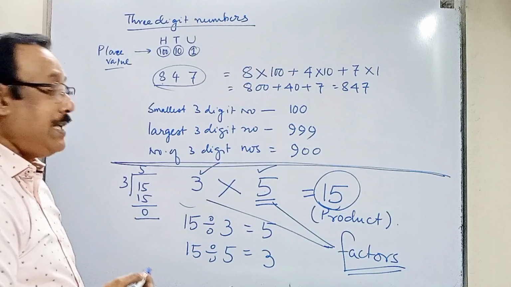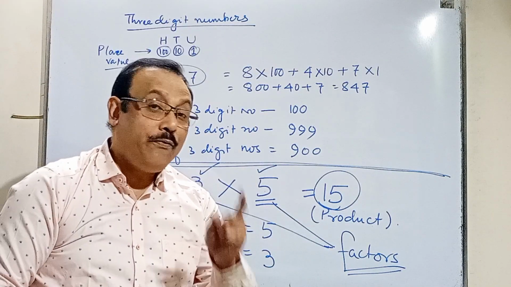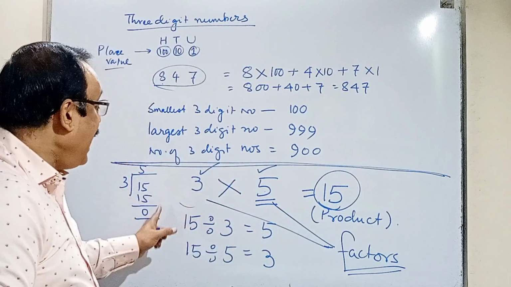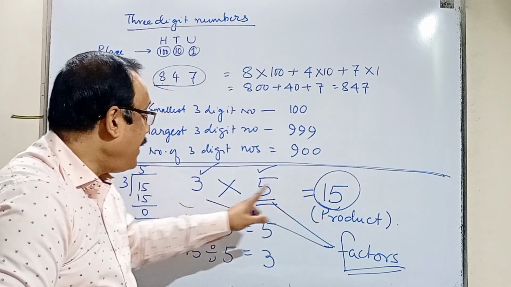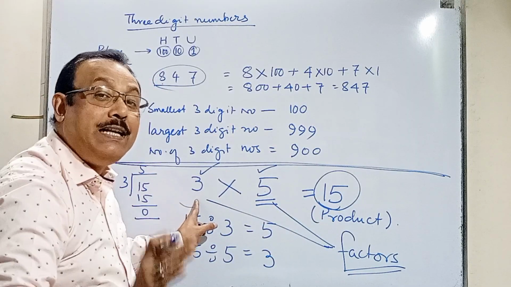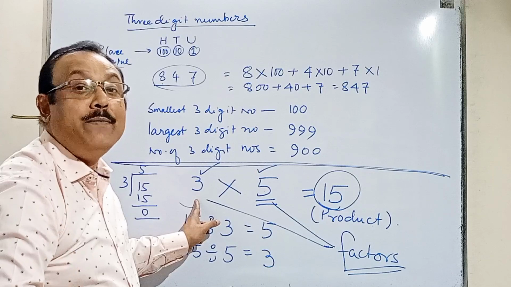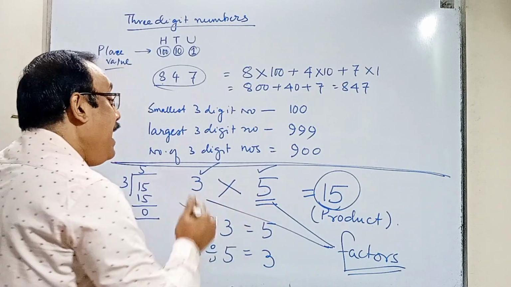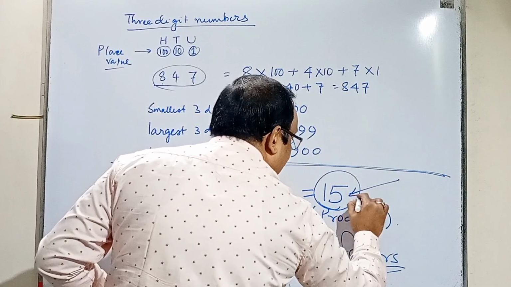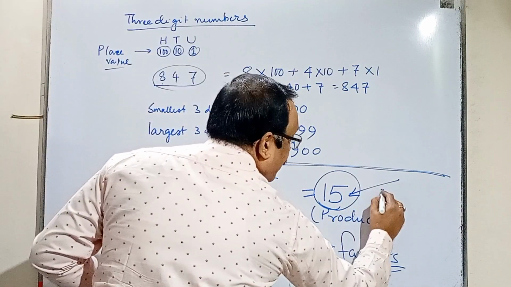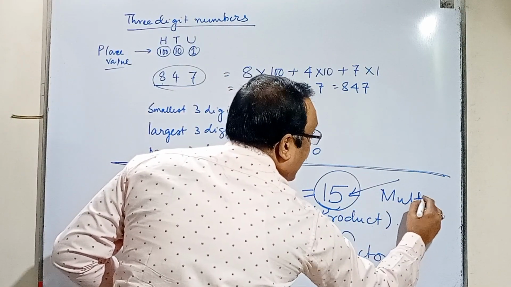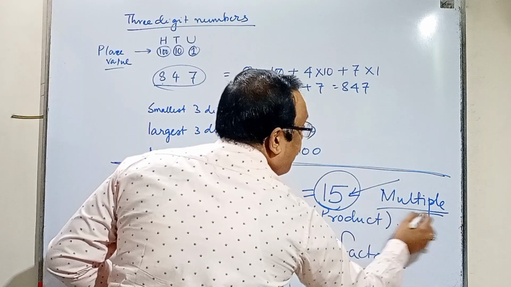So what are factors? Factors are those numbers that divide this product value. If I divide this product value by these numbers and it does not leave any remainder, then they are called factors. And this particular number we call a product, but we have another name for it. This particular number is also called a multiple.